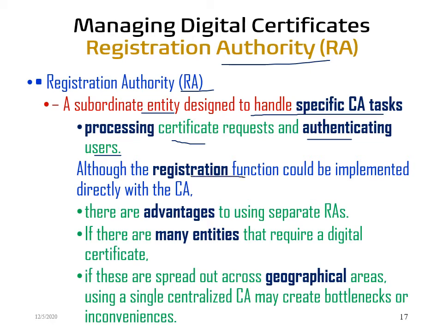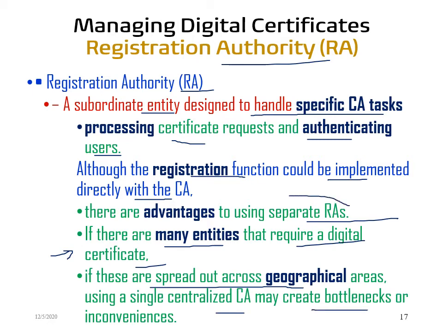Although the registration functions could be implemented directly with the CA, there are some advantages to using a separate RA. Anyhow, the registration functions are handled by the CA, but some advantages exist with separate RAs. If there are many entities that require digital certificates and they are spread across geographical areas, using a single centralized CA may create bottlenecks, and hence I am using a separate RA here.